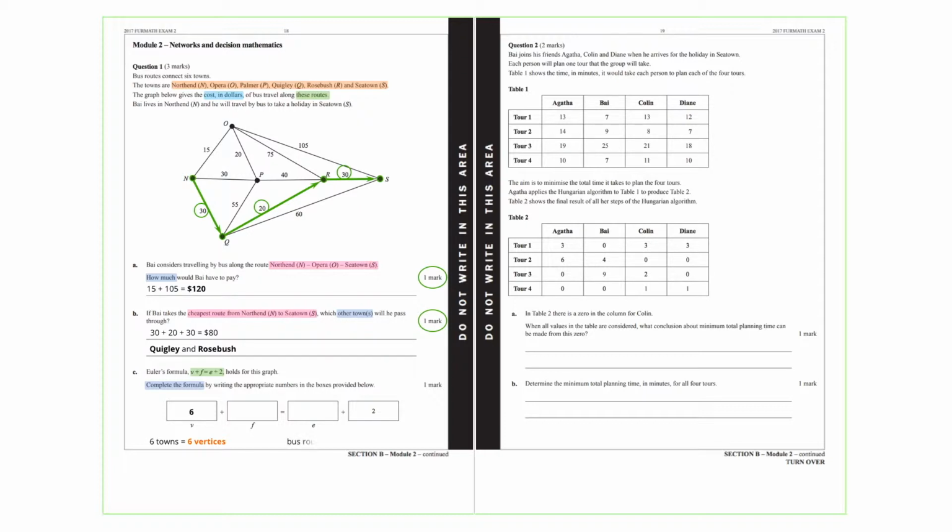Number of edges. These are the routes. So if we look at the graph, there are 1, 2, 3, 4, 5, 6, 7, 8, 9, 10, 11 edges. So we write 11 in the box above E. Now let's look at the faces. 1, 2, 3, 4, 5, 6, and the outside, 7. So we write 7 in the box above F. This question is worth 1 mark for the 3 correct answers.